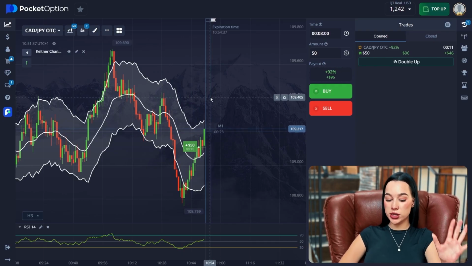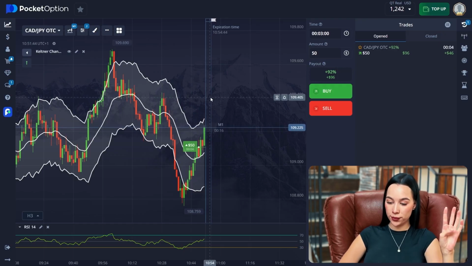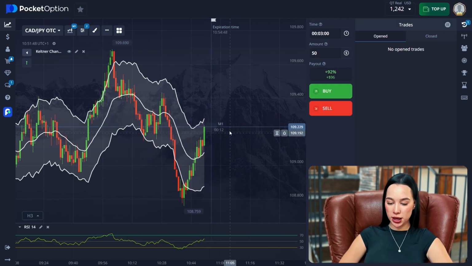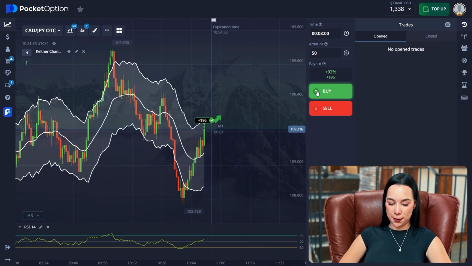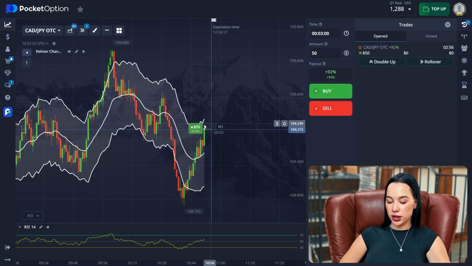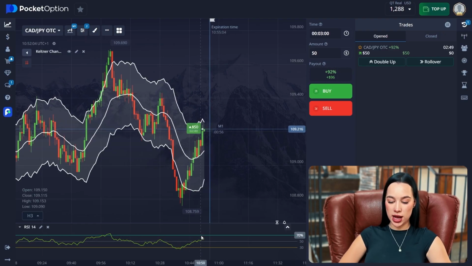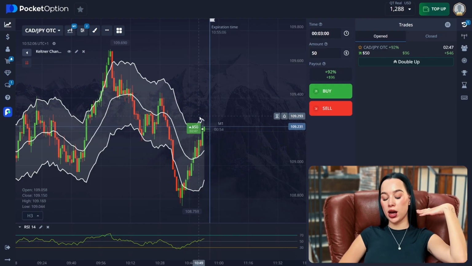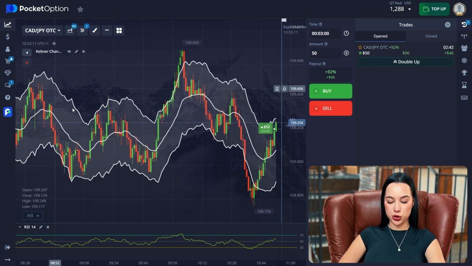So guys, just a few seconds till the end of our trade. It's 4, 3, 2, 1, and we close the trade in the plus. Okay, perfect. So now we're just gonna open here again a buy trade for 3 minutes for $50, because there's still the continuation of the upward trend, we don't see any signs of reversal yet. The line of RSI still hasn't achieved the overbought zone, so it's a pretty good signal that we can still open a trade in the upward direction.